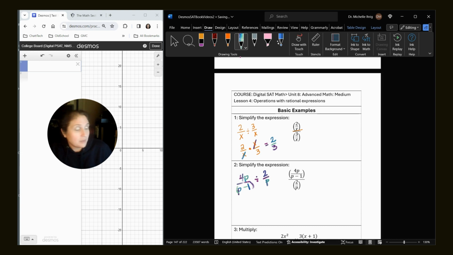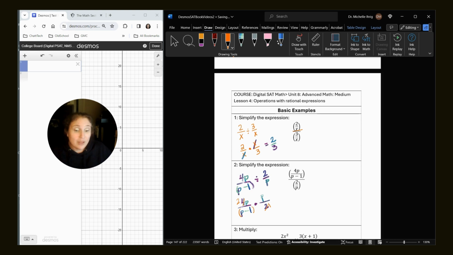So this is going to be 4p divided by p minus 1. That's our keep. We're going to change the division sign to multiplication, and then we're going to flip the fraction. Now, once we've done that, I notice that there's a 4 in the numerator and a 2 in the denominator, and the 4 and the 2 can be simplified. So 2 divided by 2 is 1, 4 divided by 2 is 2. Here, we cannot cancel these p's out because, again, this is one whole term, p minus 1.